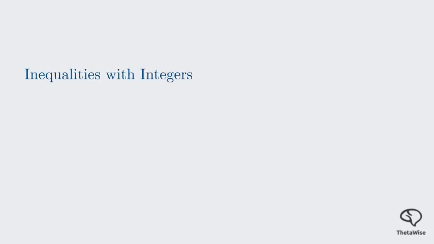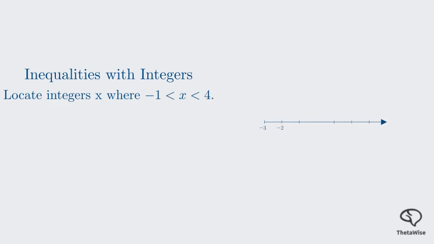Now, let's see how this changes when x is specified as an integer. Let's locate the integers for which negative 1 is less than x, and x is less than 4. Because x must be an integer, we are looking for whole numbers only. We start with a number line.